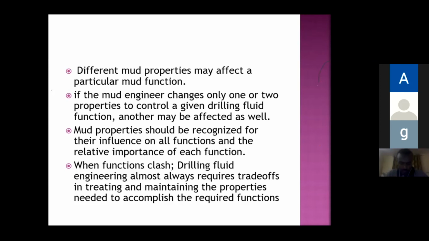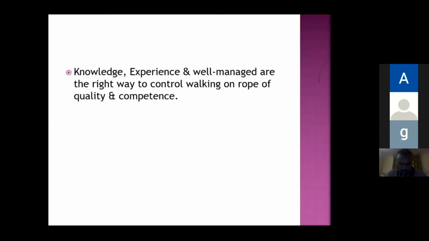Mud properties should be recognized for their influence on all functions and the relative importance of each function. And when functions clash, drilling fluid engineering almost always requires trade-offs in treating and maintaining the properties needed to accomplish the requirements. Here, knowledge, experience, and well management are the right way to control this, because you need to increase something but maintain another.